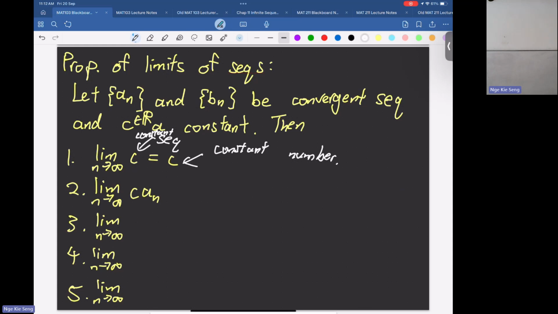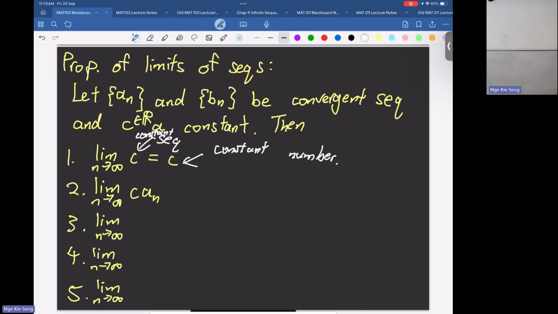So how to think about a constant number as a sequence, a constant sequence? How to think of a constant number as a function? A constant function. Do you know constant function or not? f(x) equals C for all x. Constant function. Constant sequence, a_n equals C for all n.